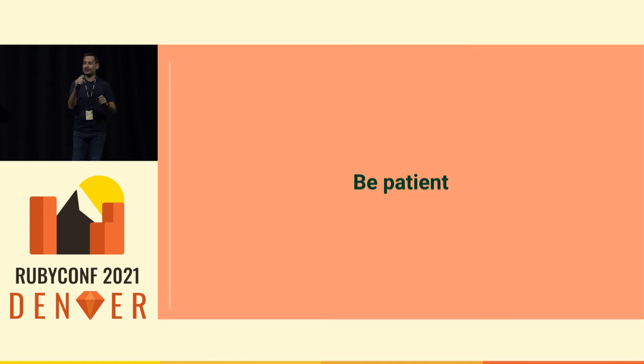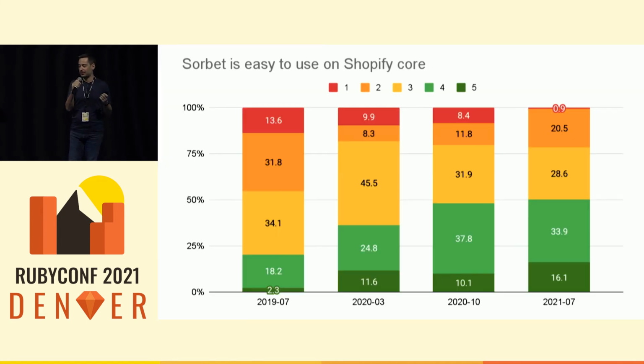We also learned that it's good to be patient. Alex talked about some of the surveys we've been running with our internal developers. We've been asking them since 2019 if Sorbet is easy to use on Shopify core, our core monolith. Early on, the impressions aren't very favorable, but by 2021, the impressions are way more favorable. It's still not perfect, obviously, but more people are thinking it's easier to use Sorbet on core.